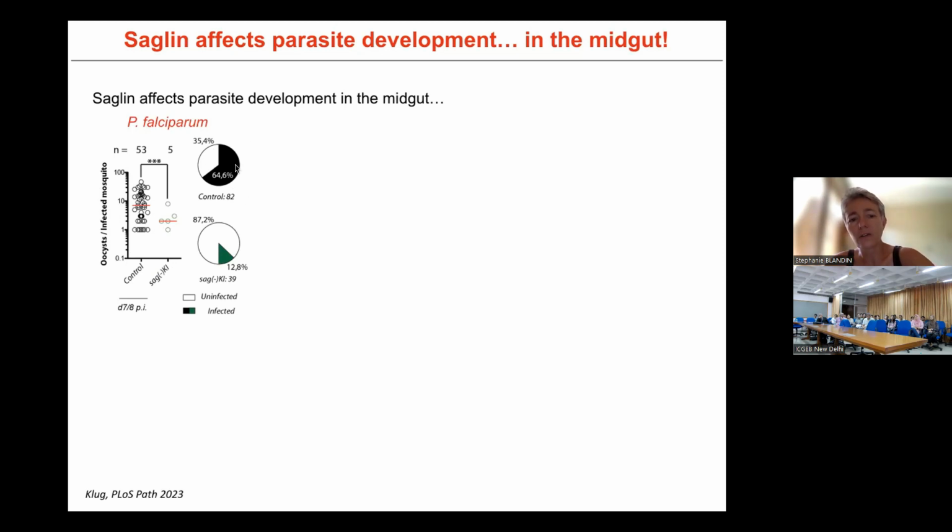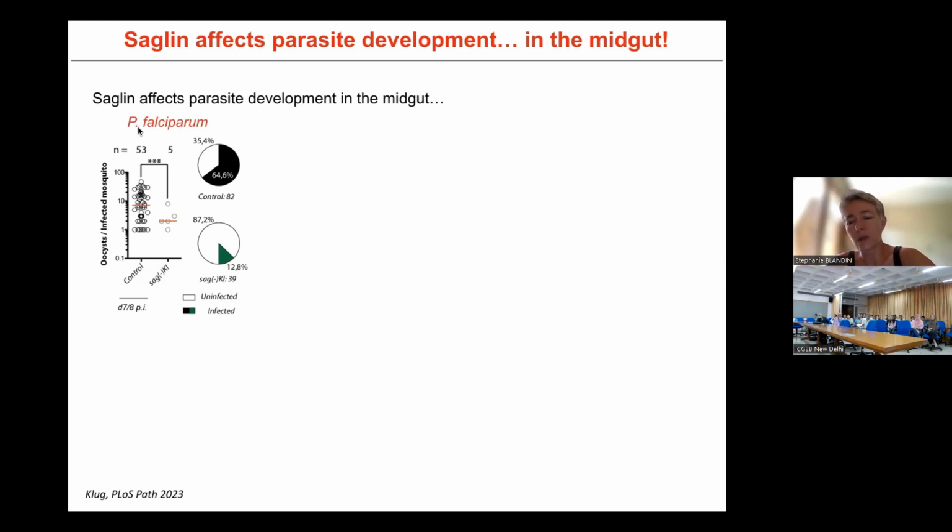The prevalence is the percentage of mosquitoes that are infected by parasites. So basically here, 65% of the wild-type mosquitoes carry parasites in their gut, while only 13% of the Saglin-deficient mosquitoes can carry parasites. So this infection was done with Plasmodium falciparum. We also did it with Plasmodium berghei, which is a murine malaria parasite that we use as a model.